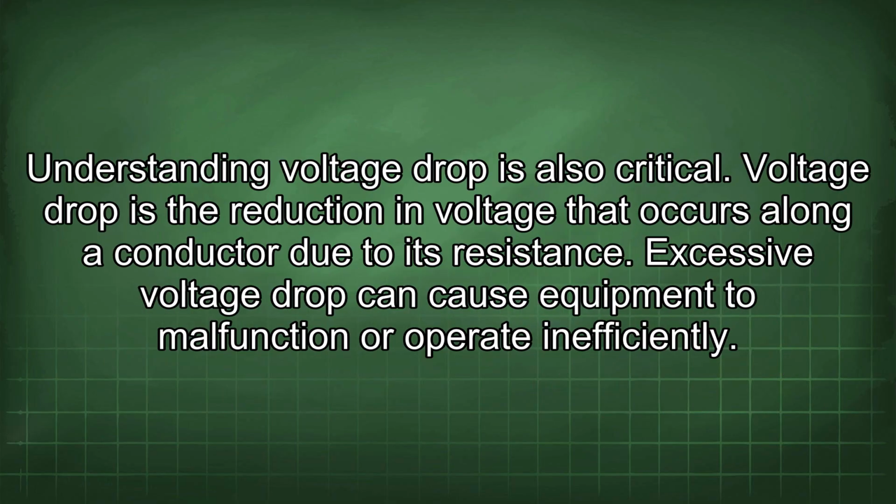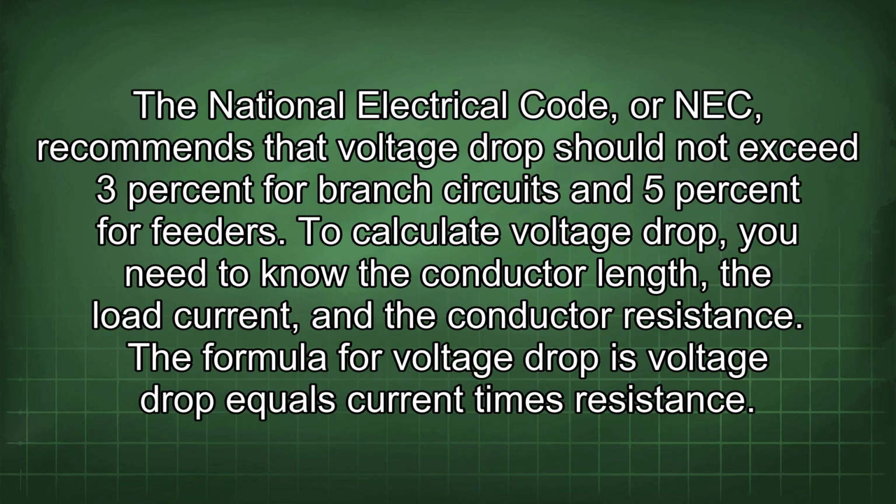Understanding voltage drop is also critical. Voltage drop is the reduction in voltage that occurs along a conductor due to its resistance. Excessive voltage drop can cause equipment to malfunction or operate inefficiently. The National Electrical Code, or NEC, recommends that voltage drop should not exceed 3% for branch circuits and 5% for feeders. To calculate voltage drop, you need to know the conductor length, the load current, and the conductor resistance.